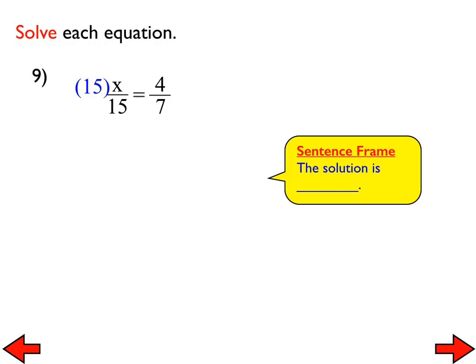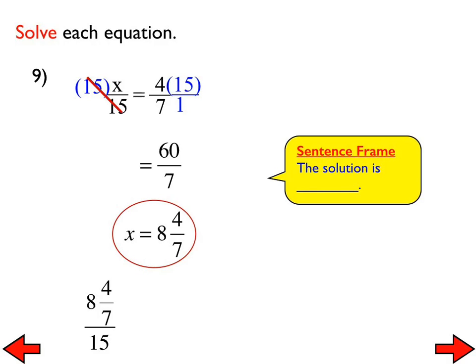Number 9. We start with this. We don't need to use the upside down property. If you did this the first way, you would have to multiply 7 by 15/7 to make 15, so you'd have to multiply 4 by that. But if you did it the newer way, you multiply both sides by 15, and we end up with 60 over 7, which is 8 4/7 for the solution. So 8 4/7 over 15 is equivalent to 4/7.